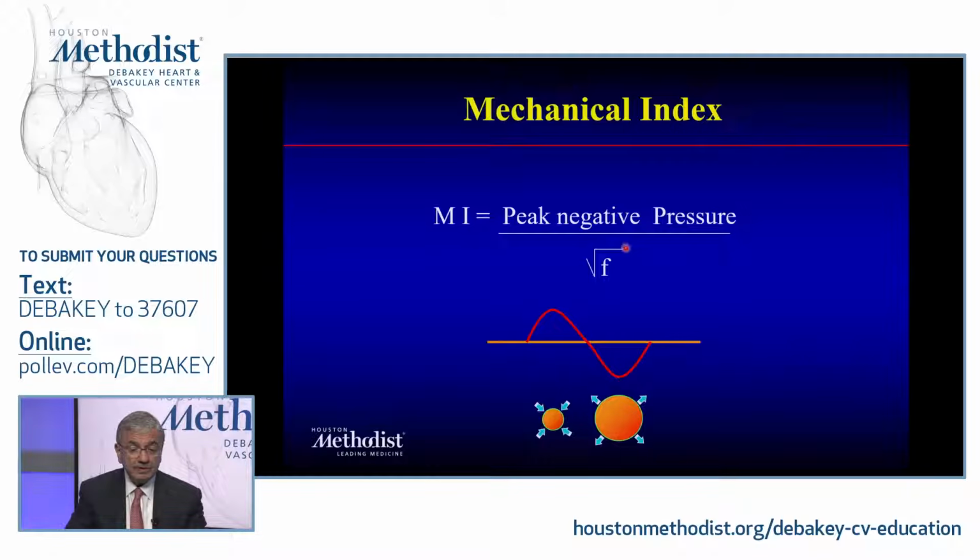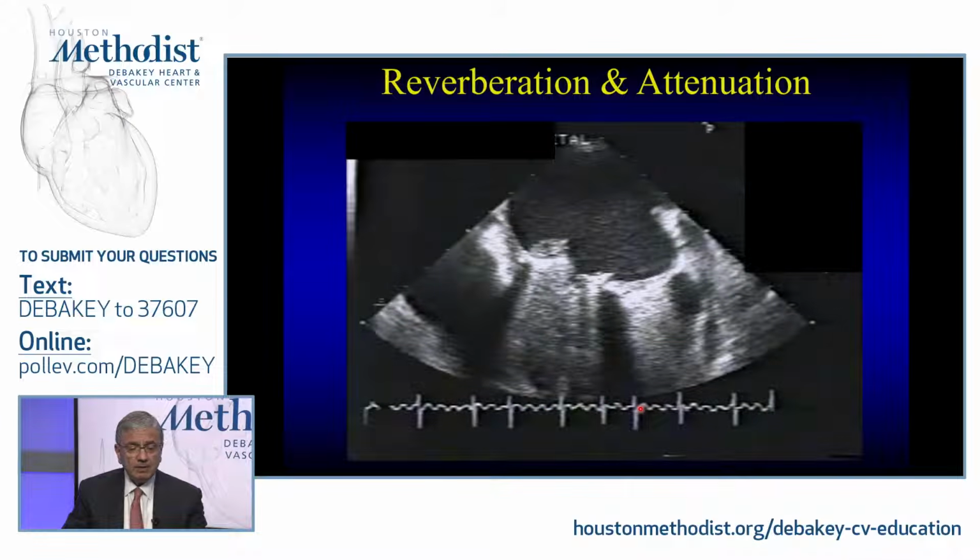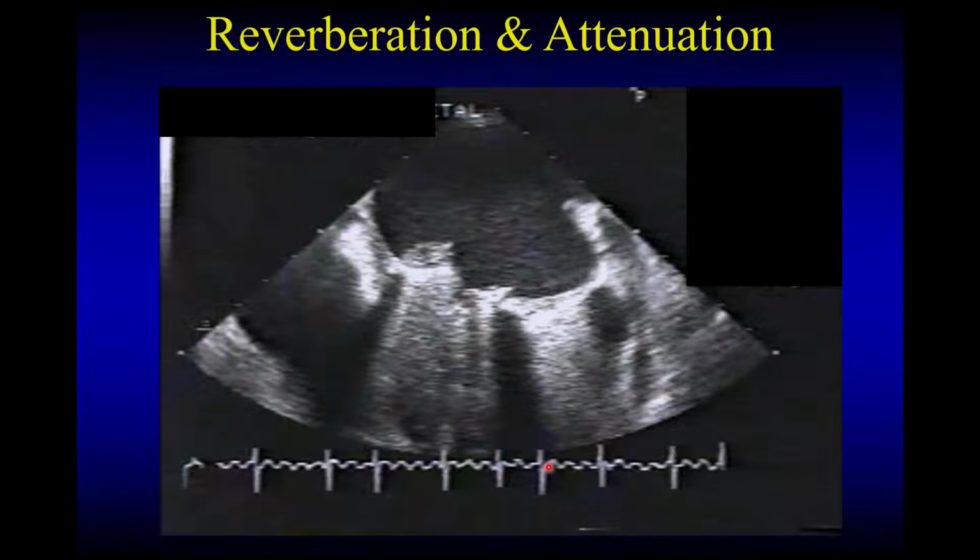So you know that if you have a very high mechanical index, these microbubbles will ultimately burst. And that's why, to image these microbubbles in a clinical sense, we have to use a lower mechanical index so as not to destroy the bubbles. Other things that you may see are reverberations and attenuation.